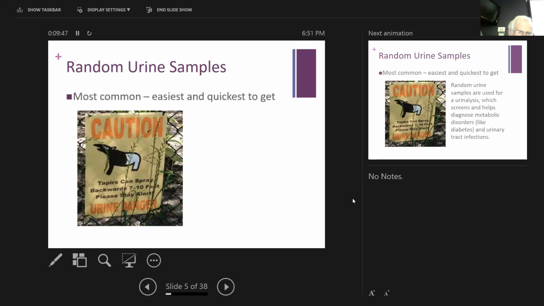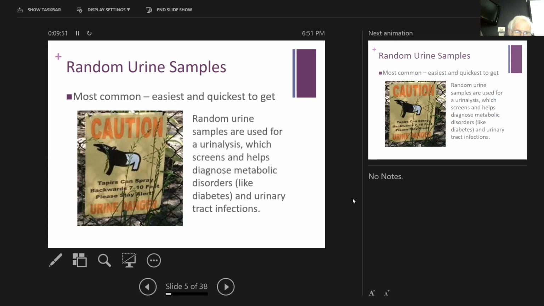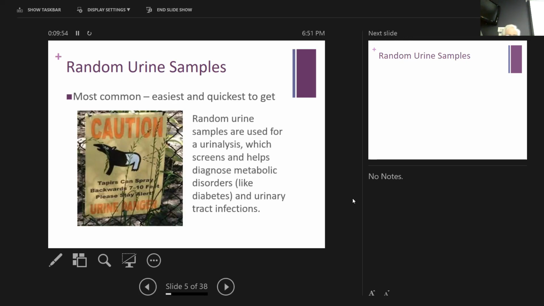Humans are their enemy. So random samples are just the most common, the ones we can get. They're used for most of our screens, like we did in class last Wednesday, our general UA screens. We also use them for random samples for drug testing, because the reason we do random drug tests is we don't want people abstaining and changing the results. We want to catch them.